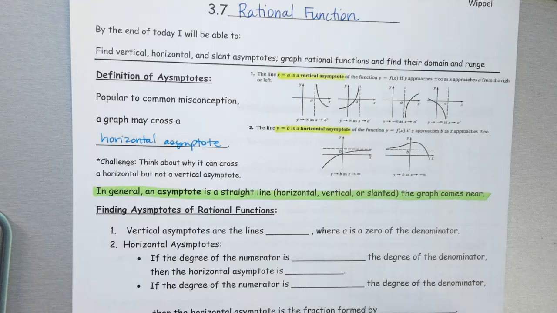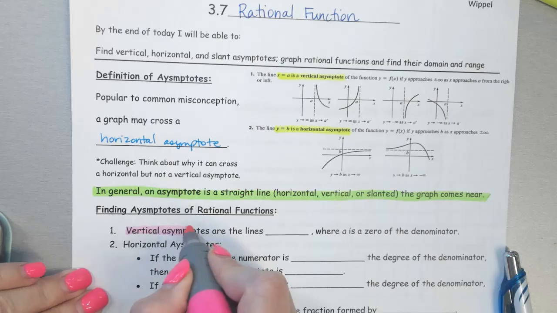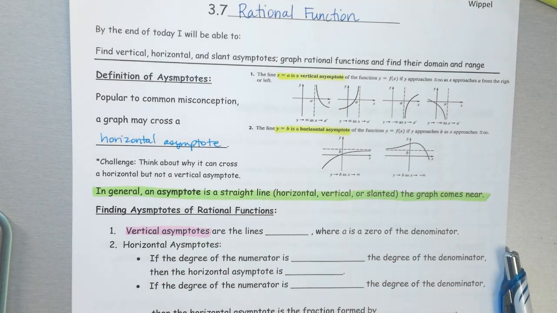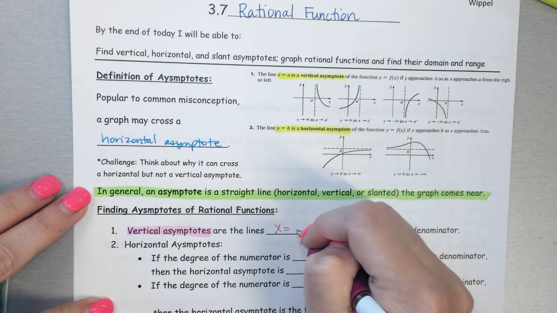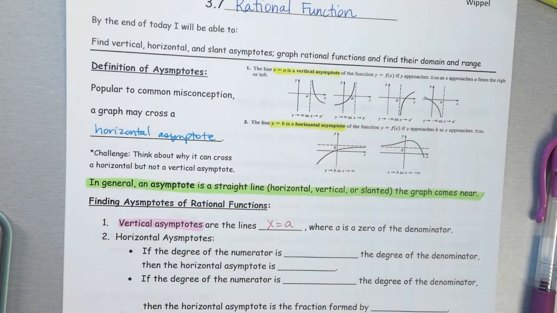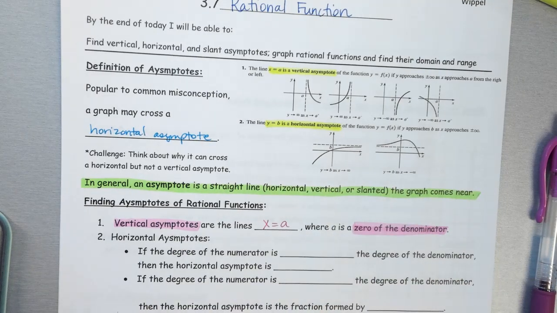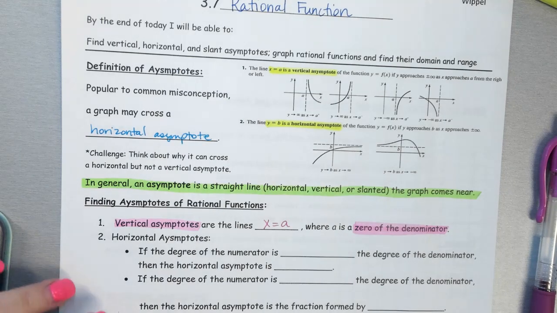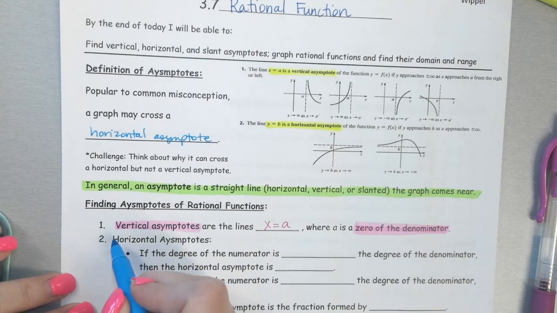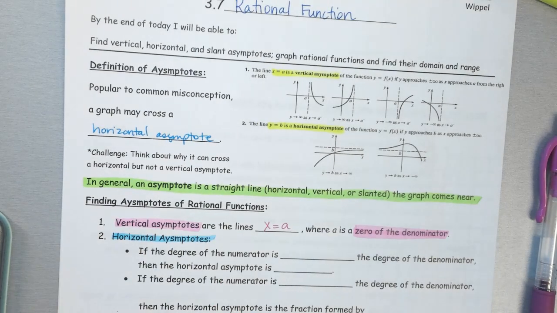So the first thing we're going to talk about is vertical. So vertical asymptotes are the lines x equals some value, we'll call it a, and this is where that value of a is a 0 of the denominator. So we have to solve to find the zeros in the denominator. If it is a horizontal asymptote, then we're going to follow these rules.